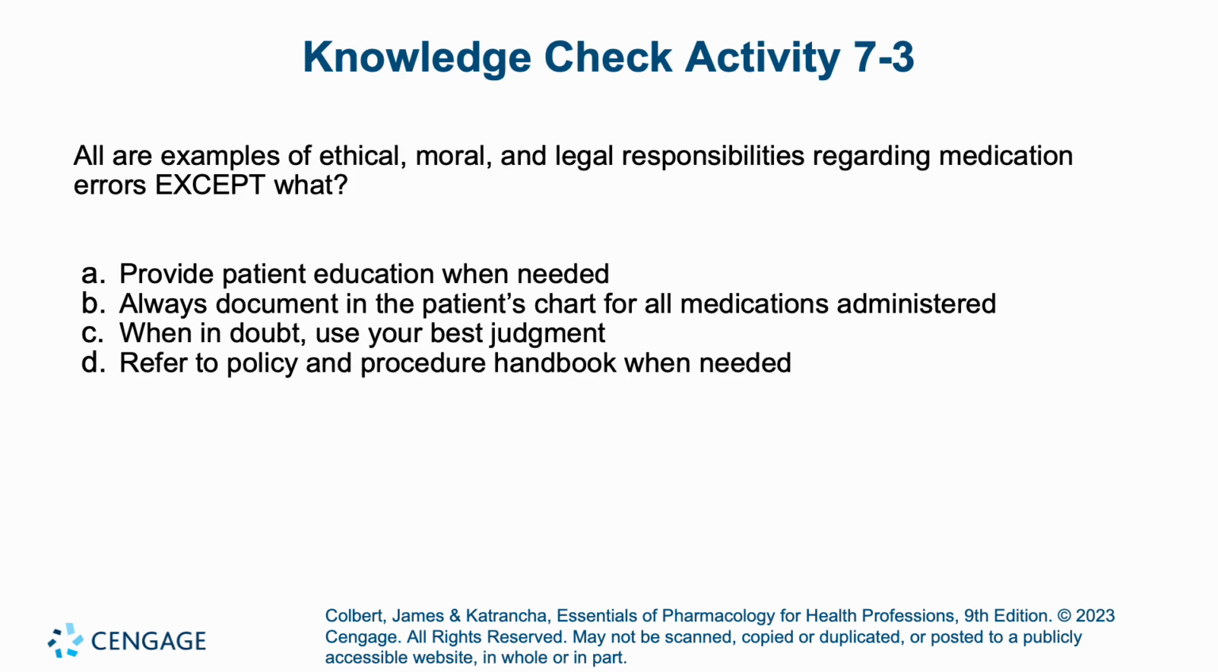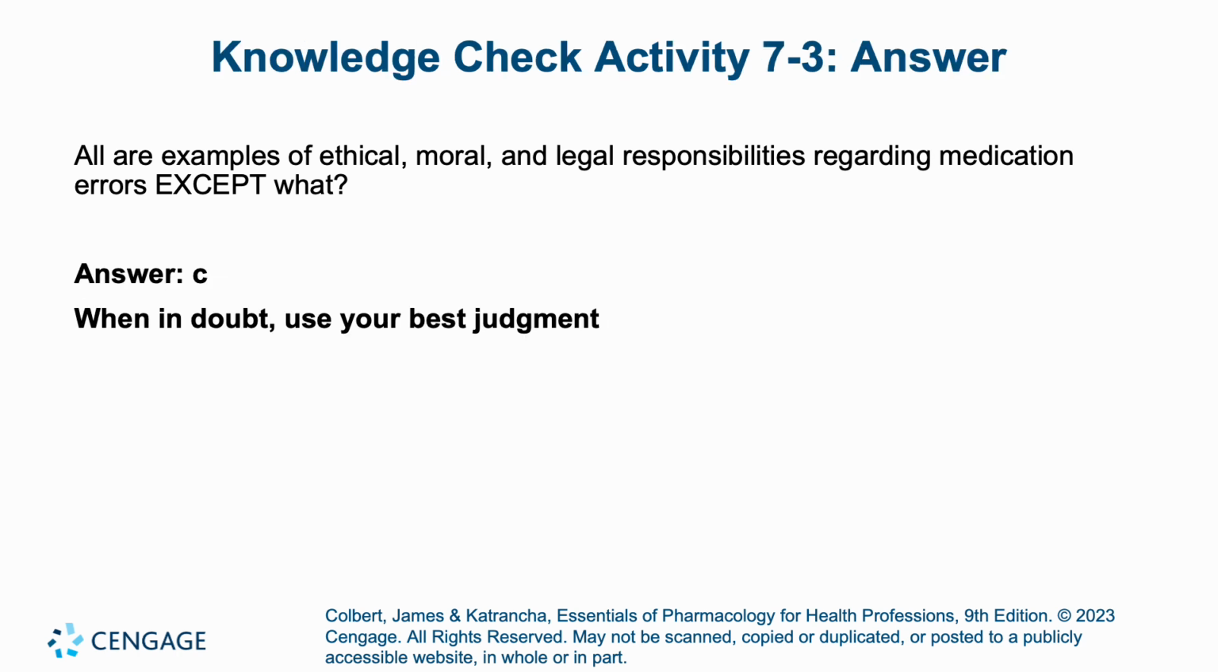Knowledge check. All are examples of ethical, moral, and legal responsibilities regarding medication errors, except what? A. Provide patient education when needed. B. Always document in the patient's chart for all medications administered. C. When in doubt, use your best judgment. D. Refer to policy and procedure handbook when needed. And the answer is C. When in doubt, use your best judgment, because the answer should be when in doubt, consult an expert.